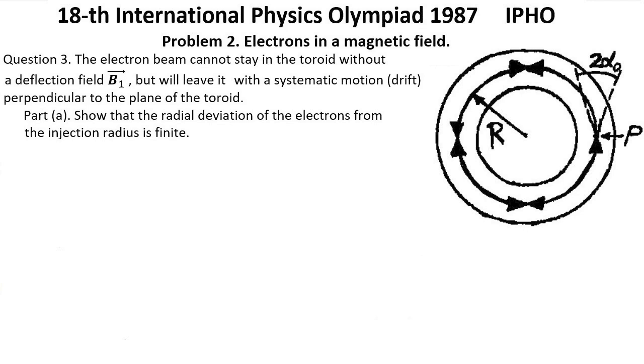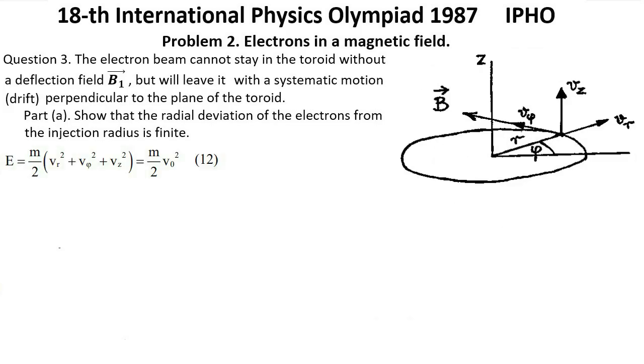Question 3. The electron beam cannot stay in the toroid without a deflection field B1, but will leave it with a systematic motion, drift, perpendicular to the plane of the toroid. Part A. Show that the radial deviation of the electrons from the injection radius is finite. Question 3. Finiteness of R1 and direction of the drift velocity.